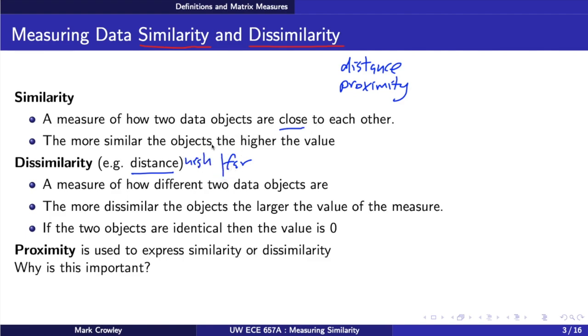So the more similar the objects are, the higher a similarity score would be, and the higher a distance score or dissimilarity score is, the further apart they are, the more different they are, right? So similarity and proximity could be used interchangeably.